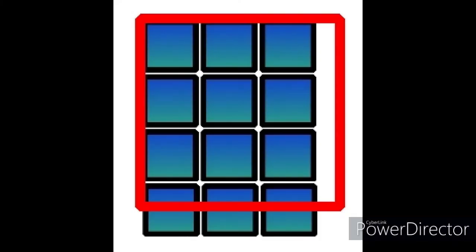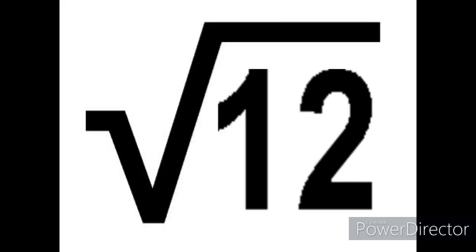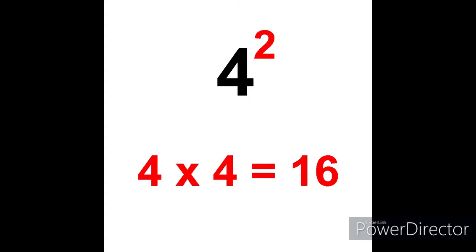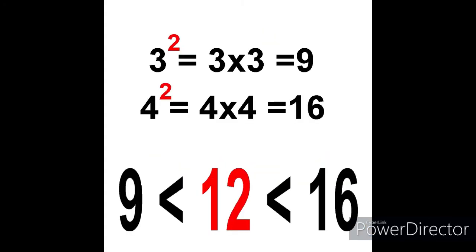However, we know that with the square root, we're trying to fit everything into a square, and in this case, trying to fit 12 units into a square. So to figure out the square root of 12, we check out some whole numbers which can come close. We know that 3 squared is 9, and that 4 squared is 16. The number 12 is somewhere in between, so we know that the square root of 12 is 3 point something, something, something.